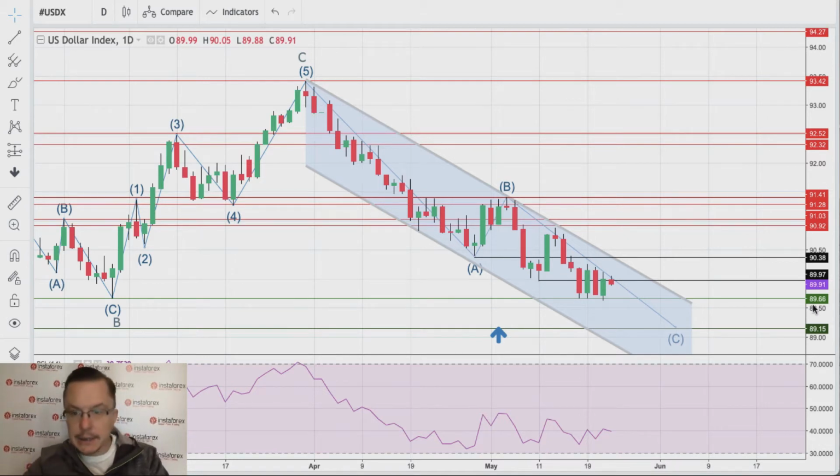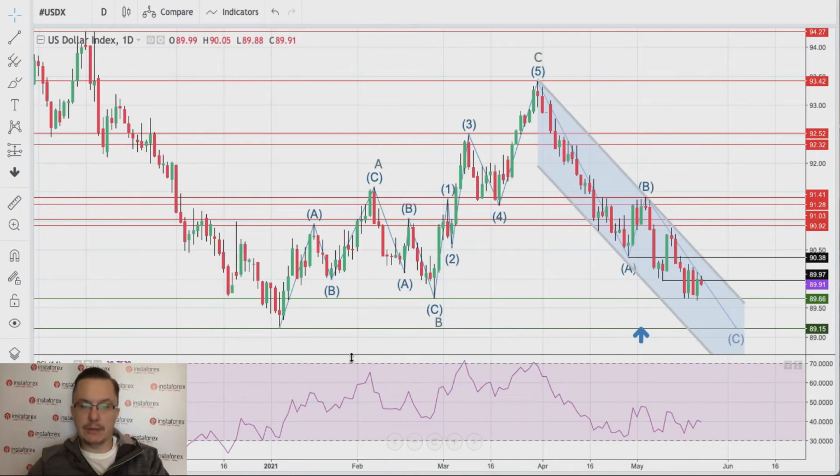Why do we consolidate here? We are consolidating here because the next target is the wave C low, 89.15, and this target for the wave C low is this year's low as well, the low from the 6th of January 2021, 89.15. So if we break below 89.65, then we have only 50 pips to go to the yearly lows on the US dollar index. But please remember this would be the wave C low.